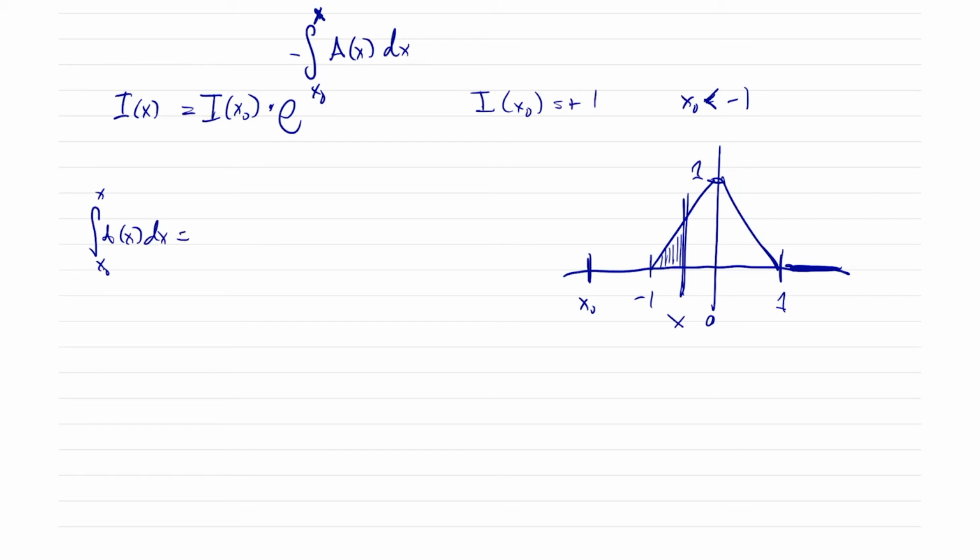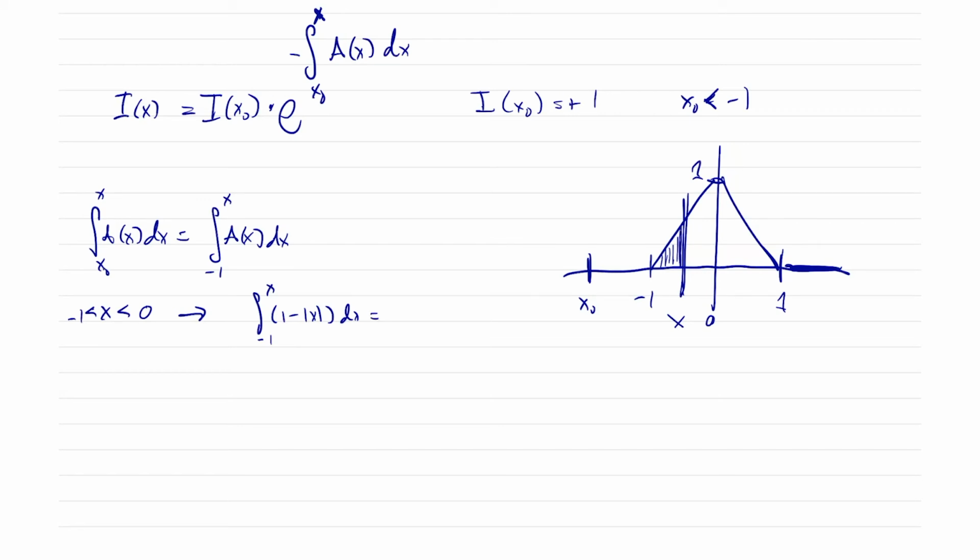Right? Well, we know whatever it is, we really don't have to worry about it until we get to negative 1. And so the first thing we're going to do is assume that x is between negative 1 and 0. And that's easy enough to figure out. So basically we're going to have the integral from negative 1 to x of 1 minus absolute value of x dx.